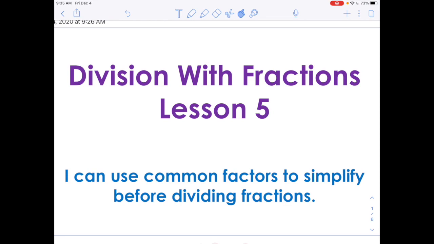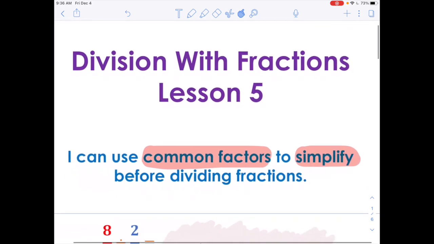Today's I can statement should look really familiar. We use something similar when we are multiplying fractions. It says, I can use common factors to simplify before dividing fractions. We had the same I can statement a couple of days ago when we were learning how to multiply fractions. So if you watched the last video, you know that dividing fractions is almost exactly like multiplying fractions, except we have one step before we do the multiplying. All right, so let's get into it.